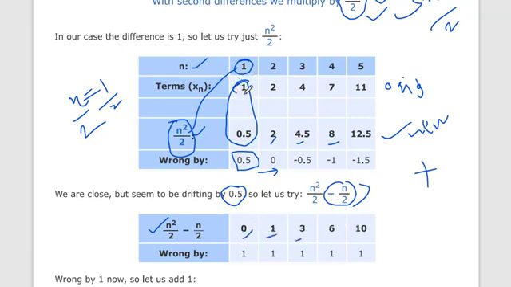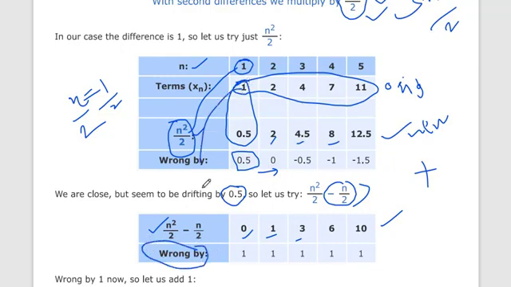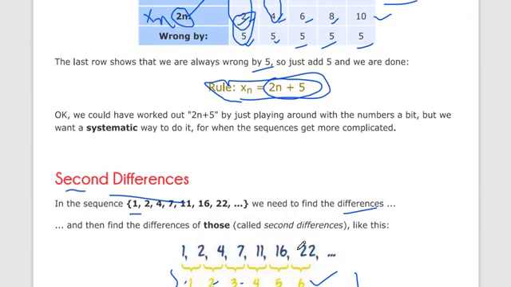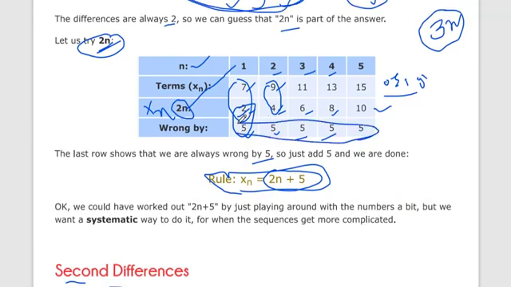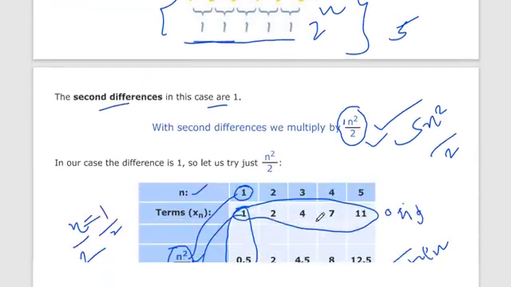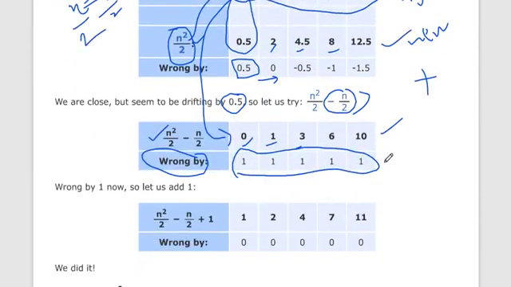Now you can see that our original sequence is not this. We still have not got the original sequence. So let's check the difference between the original and the new sequence. 1 minus 0 is 1, 2 minus 1 is 1. So you can see that we get the same number, just like our previous example where we were wrong by 5. So what will we do? We simply add plus 1 to this sequence.